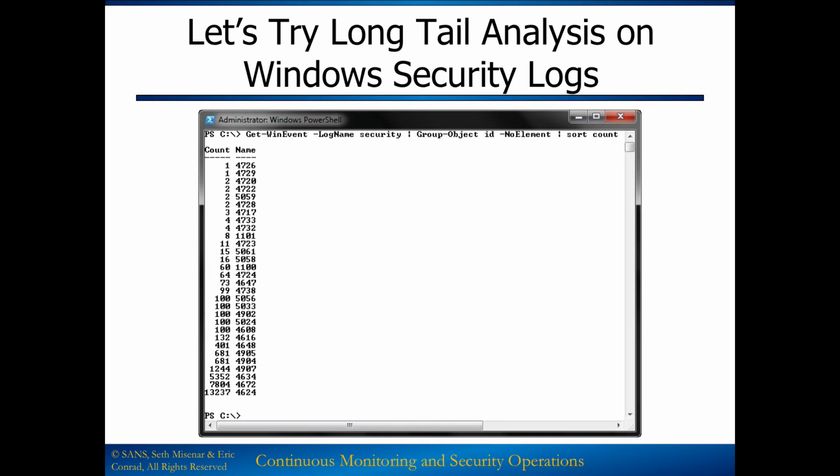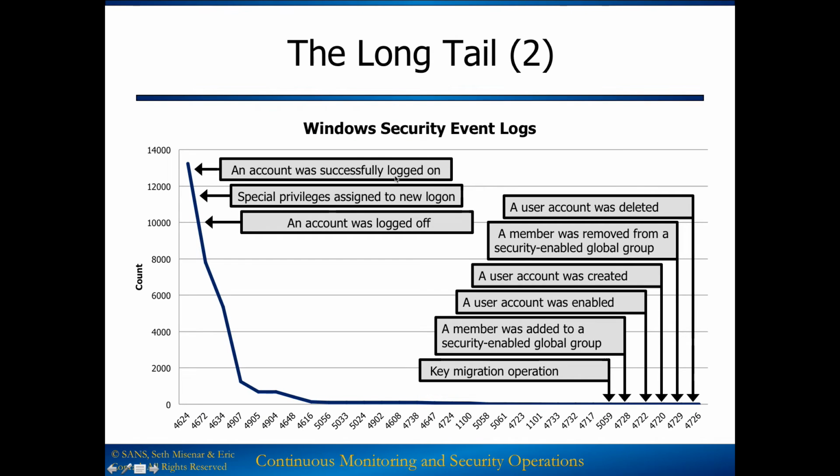All right, so what are these events? What is event 4726? What is event 4729? Let's look now. We'll start with the fat end of the tail. Account was successfully logged on with a count of 13,000 or so. Garbage. Special privileges assigned to new logon. Garbage. Account was logged off. Garbage. This is just noise. In a big environment, you have millions of these things. Ignore them. What's down here? The long end of the tail.